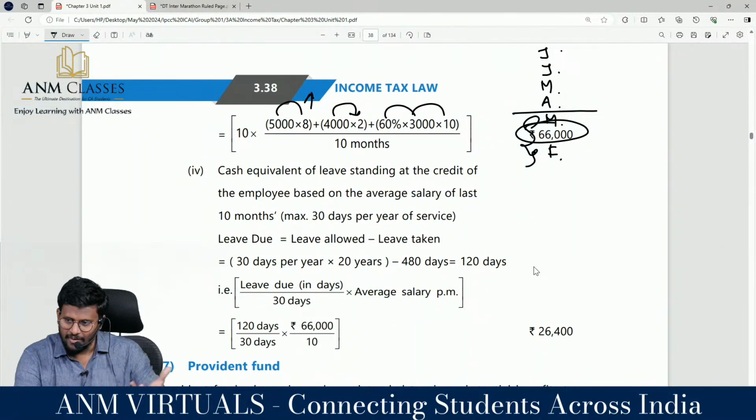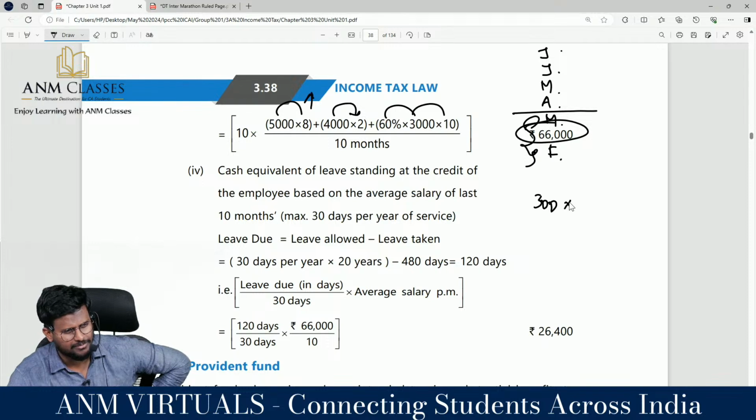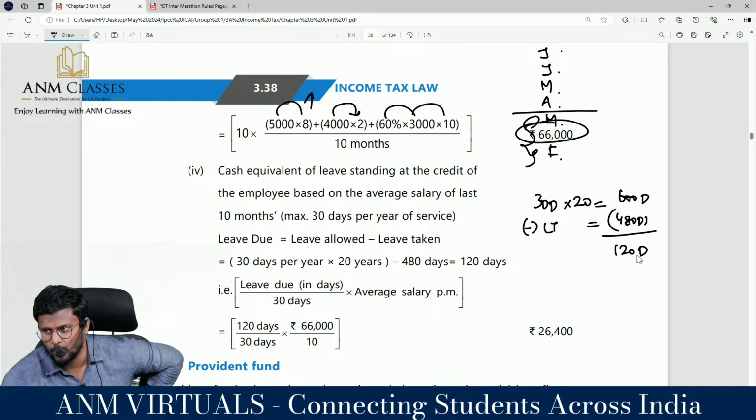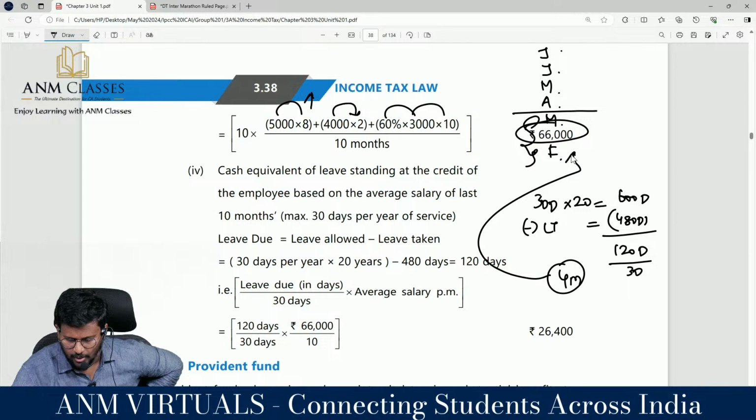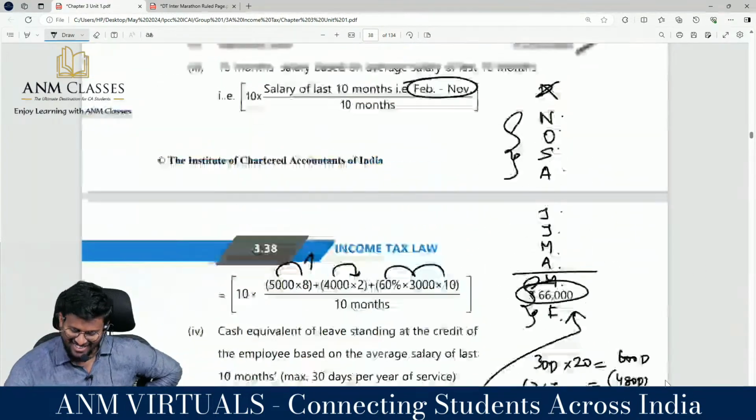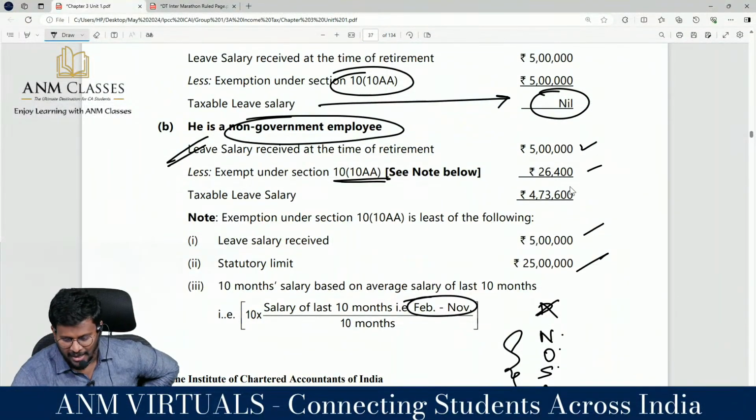Based on this you have to value it. One month credit allowed is 30 days. Completed years 20. 30 into 20, less leave taken: 600 minus 480 leaves 120 days, divided by 30. Per month, 6,000 into 4. What is the least? What is the 5 lakh amount received? Balance taxable.